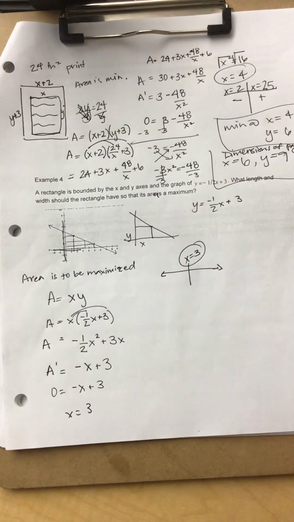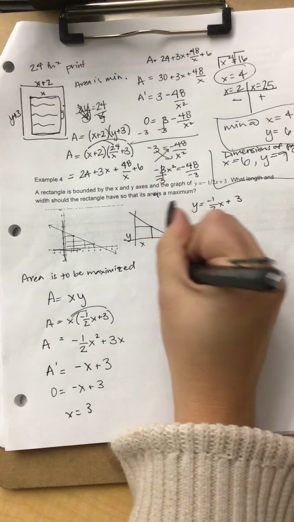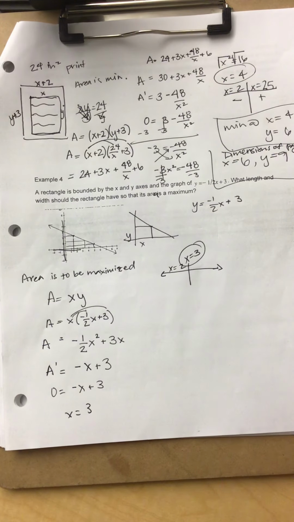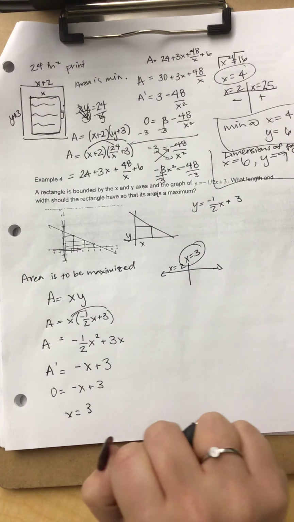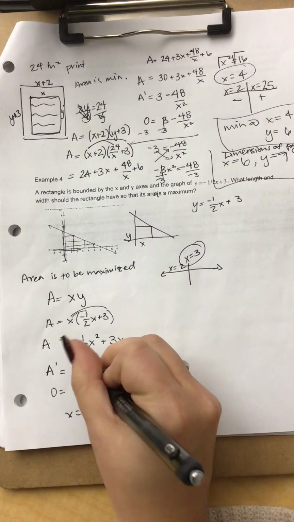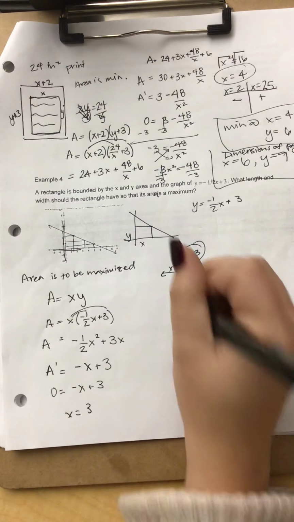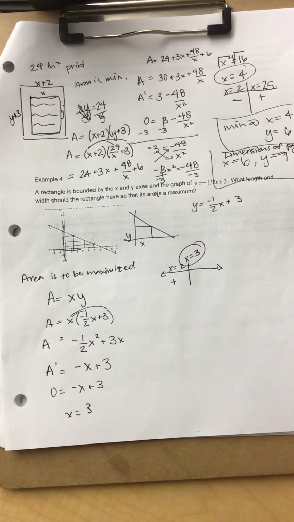So sign chart, to make sure it's actually a maximum, because what if it's a minimum? Then our results will be lies. So what's something less than 3? 2. When I plug in 2, do I get a positive or a negative value? A positive. Remember, you're plugging into the derivative.